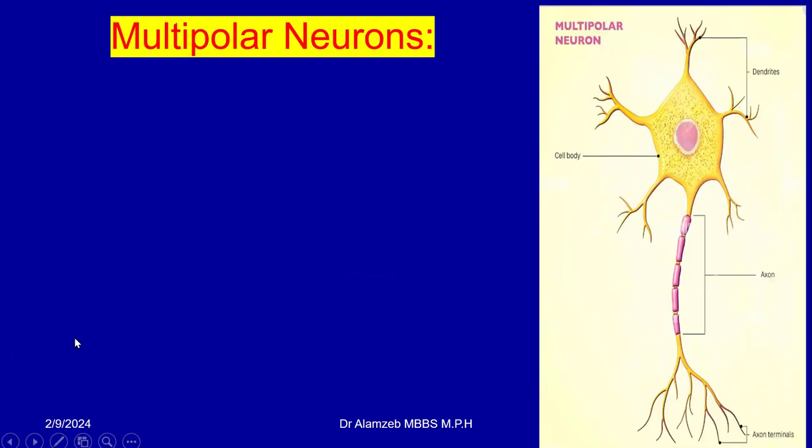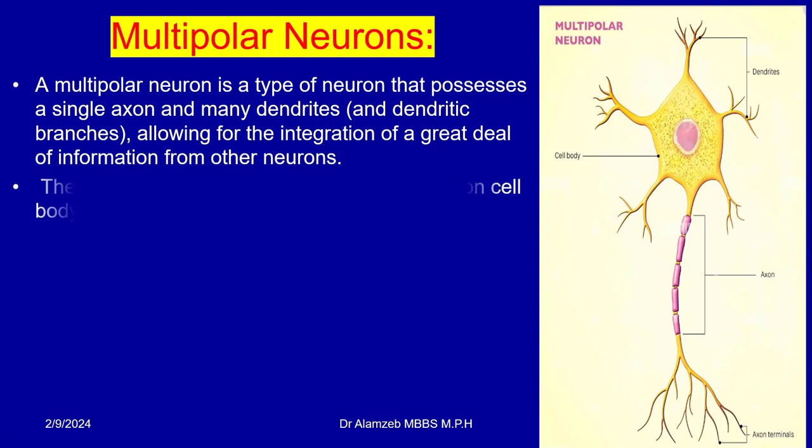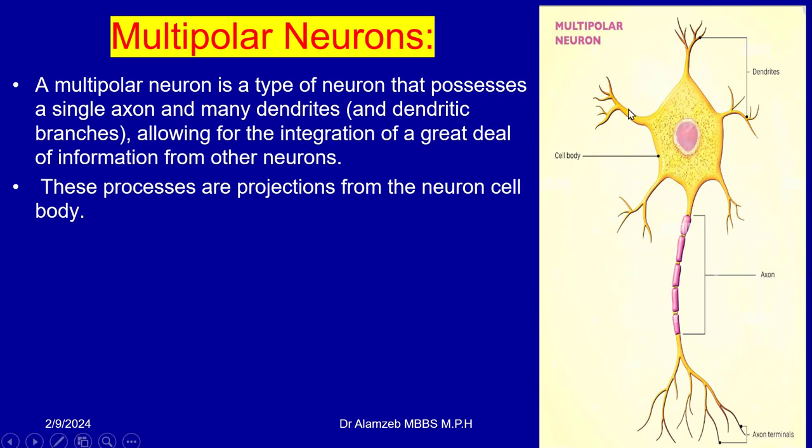Multipolar neuron. A multipolar neuron is a type of neuron that possesses a single axon and many dendrites. This is a single axon, and from the body many dendrites originate, allowing for the integration of a great deal of information from other neurons. As they have many dendrites, and these dendrites are further subdivided into branches, they receive a lot of information from other neurons. These processes are projections from the neuron cell body.